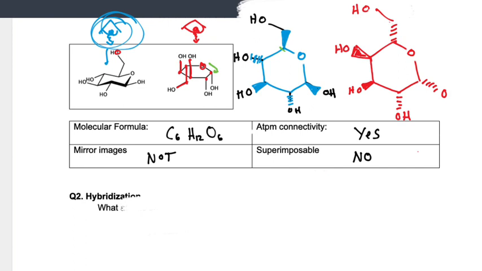I would argue it's a moot question. It makes no sense to actually look at atom connectivity. It makes no sense to look at superimposability or mirror images. Why? Because they don't have the same formula. The molecular formula is different. So as soon as the molecular formula is different, they're different. Why make a comparison?